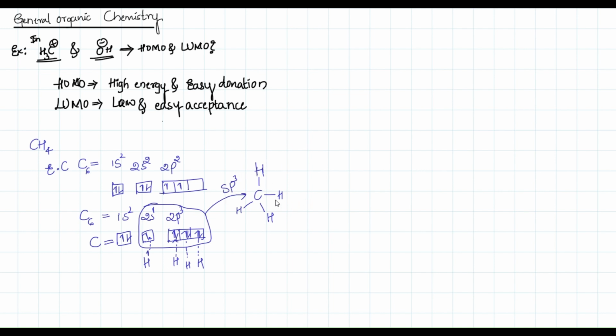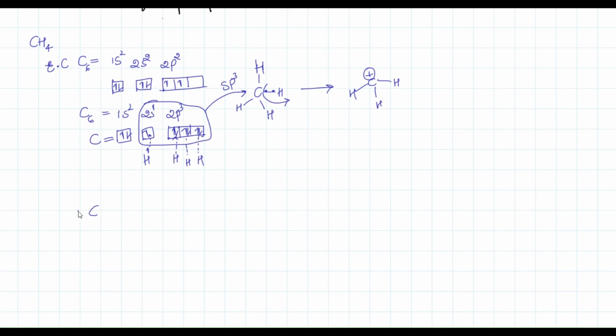Now how the carbocation will form: one H will be eliminated as hydride, H minus. Then it has three H with a positive charge. This was the configuration of CH4, then CH3 plus has 1s2, 2s2, 2px2, 2py2 and 2pz is vacant. This is the vacant p orbital.